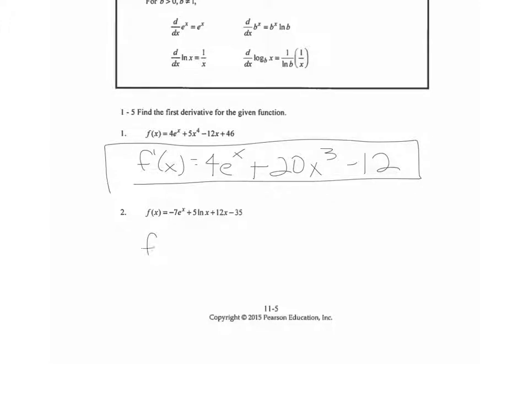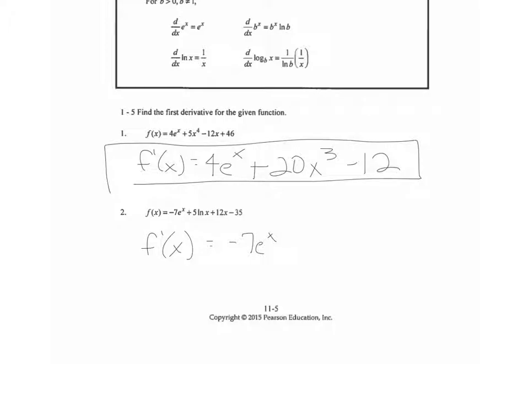Let's look at number 2. We want to find the derivative of negative 7 e to the x plus 5 natural log of x plus 12x minus 35. So we got a little bit of everything in this one. What's going to be the derivative of negative 7 e to the x? Negative 7 e to the x. Those are our happy place when we see an e to the x that we have to differentiate.